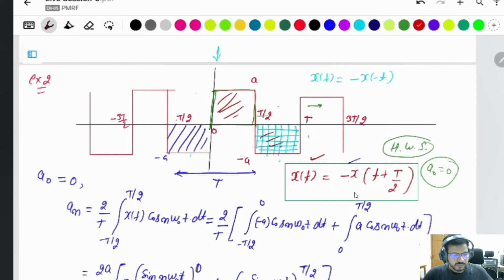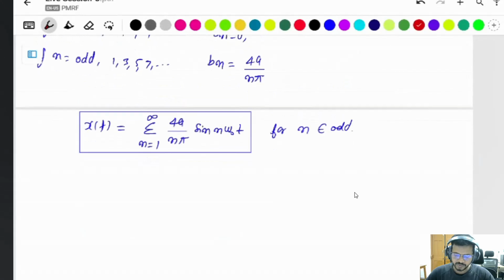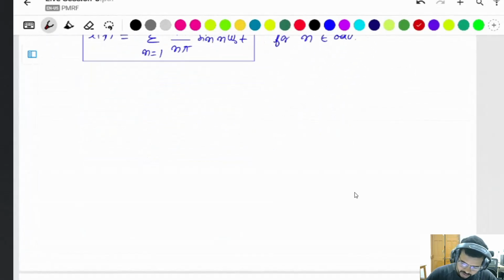Okay. Next one, what happens in an even signal and an odd signal? If there is an even signal, then the magnitude of Bn, which is multiplied by the sinusoidal signal, will be 0. Bn is 0 in an even signal. Okay, I will make a chart here.